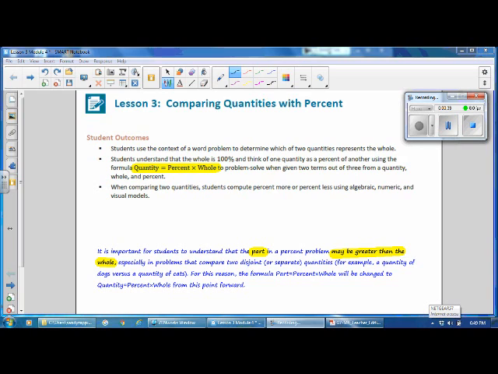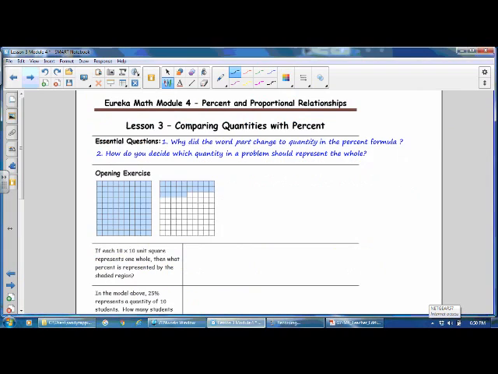It is important for students to understand that the part in a percent problem may be greater than the whole, especially in problems that compare two disjoint or separate quantities. For example, a quantity of dogs versus a quantity of cats. For this reason, the formula part equals percent times whole will be changed to quantity equals percent times whole from this point forward. Pause the video and copy the two essential questions for this lesson.